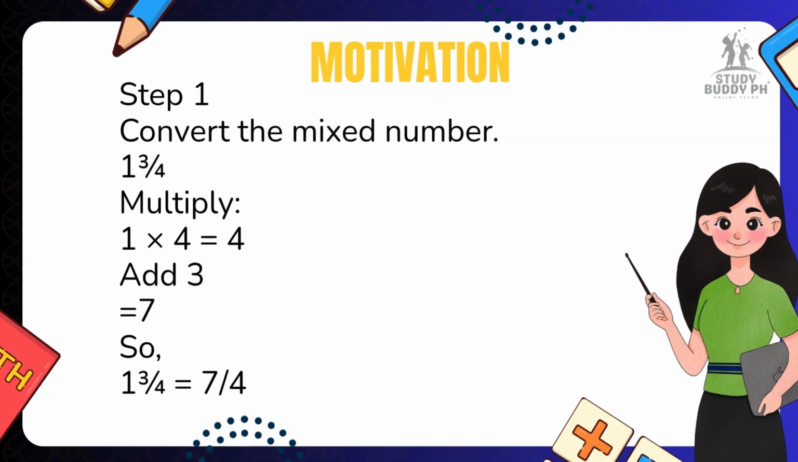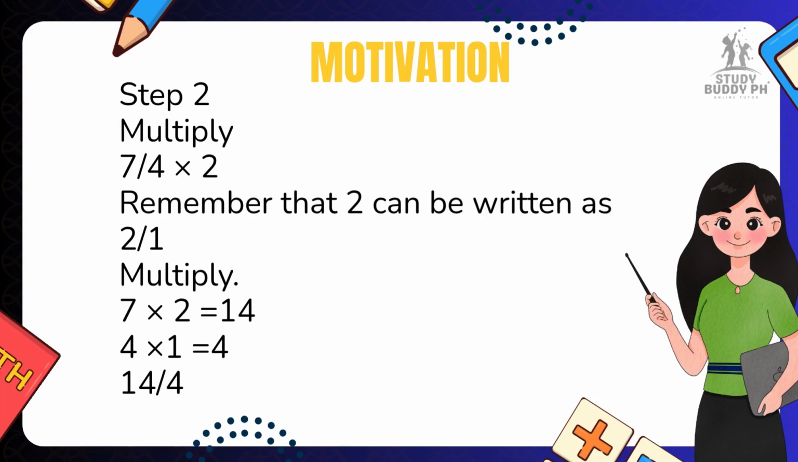Step 1. Convert the mixed number 1 3/4. Multiply 1 times 4 equals 4. Add 3 equals 7. So, 1 3/4 equals 7/4. Step 2. Multiply 7/4 times 2. Remember that 2 can be written as 2 over 1. Multiply 7 times 2 equals 14. 4 times 1 equals 4. Answer, 14 over 4.